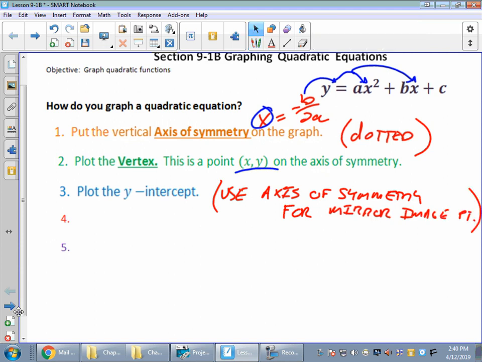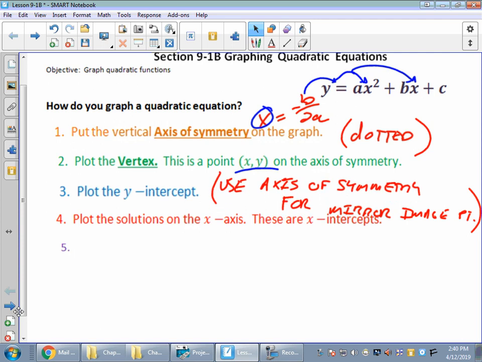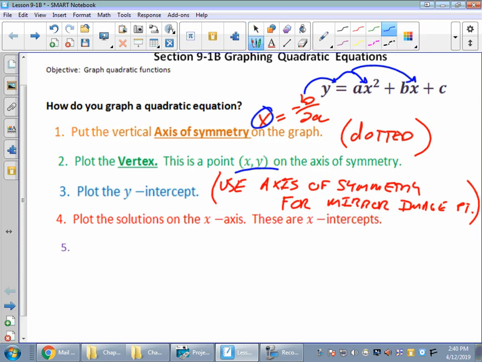And then the last thing is we're going to put the solutions. So we're going to solve it, factor it if you can, and there are other ways to solve. Then we're going to put those solutions on the x-axis. Those actually become the x-intercepts, where it crosses the x-axis.